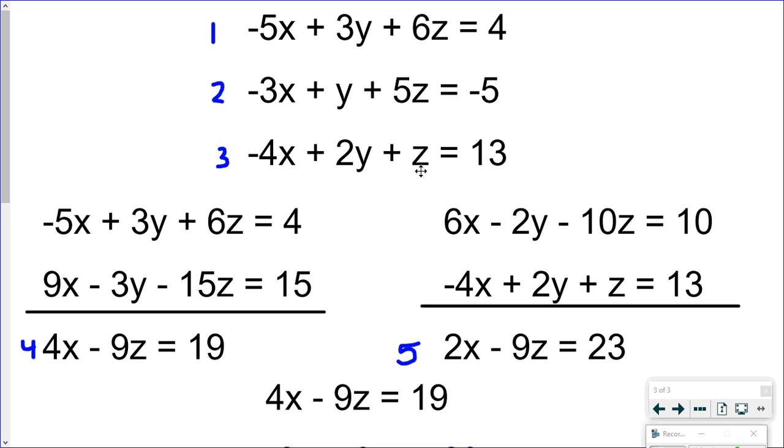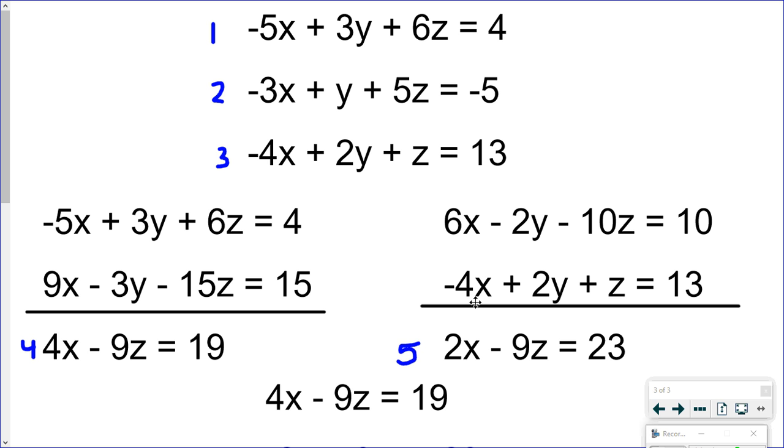So I paired what looks like 1 and 2 together to eliminate the y's. For these two, I had to multiply the second equation by a -3. So that's where the 9x minus 3y minus 15z equals positive 15 came from. I added those together. 4x, the y's canceled. -9z equals 19. And then here, I paired 2 and 3 together. Again, I multiplied equation 2 by -2 in order to get the y's to cancel. So I got 6x minus 2y minus 10z equals positive 10.